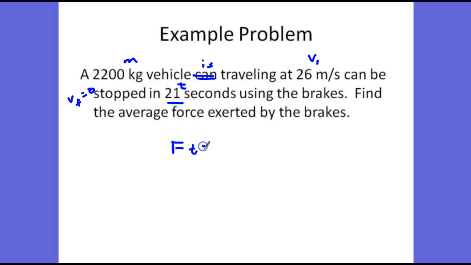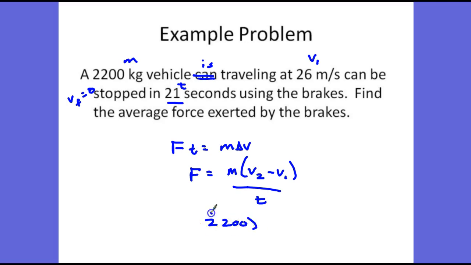So force times time equals mass times change in velocity. Force equals mass times, now remember, a change in velocity is v2 minus v1 over time. So that's 2,200 times 0 minus 26 all over 21. I think when I originally made this, I meant to make that 22 seconds. Let me pull up my calculator.